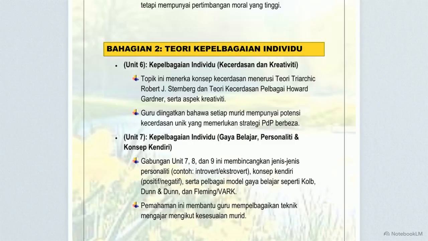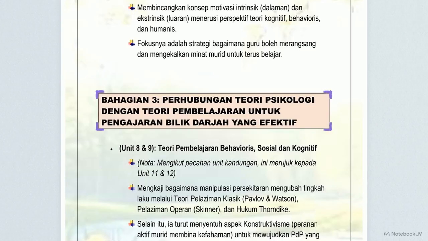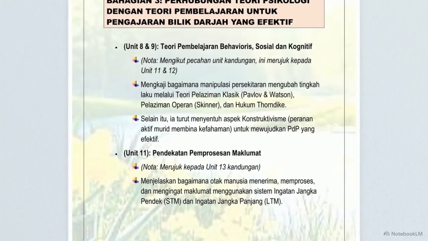Here, the focus shifts to individual diversity. These units detail the specific, unique variables, like personality types and distinct learning styles, that deviate from that universal baseline. Finally, Bahagian 3 introduces the active interventions. This is where learning theories and classroom management strategies are deployed to optimize the environment, following the biological and individual parameters established in the first 2 sections.